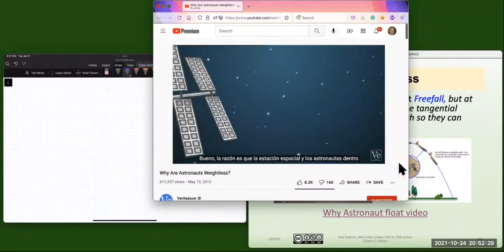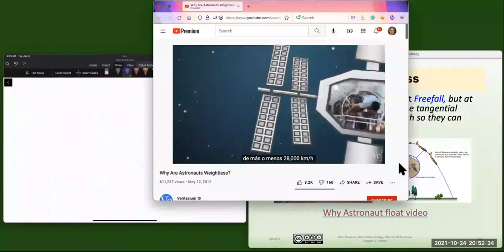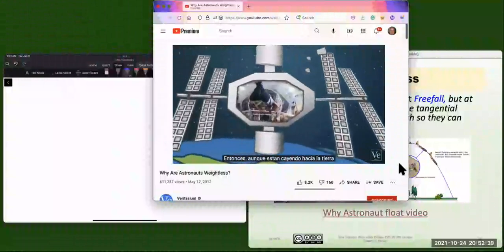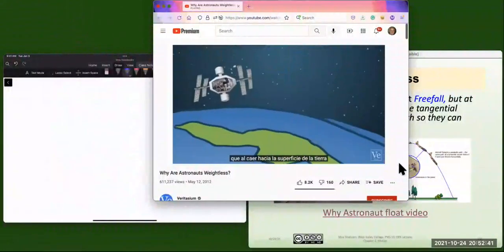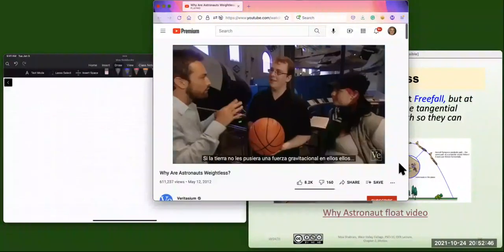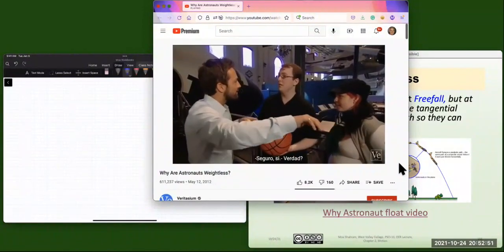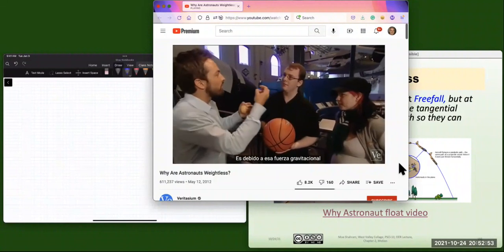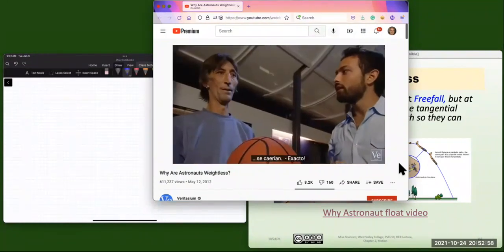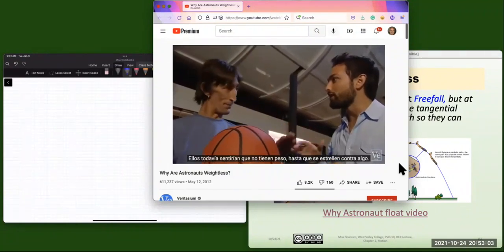Well, the reason is the space station and astronauts inside have this huge sideways velocity of about 28,000 kilometers per hour. So even though they're falling towards the Earth, they're going so fast that as they fall towards the Earth's surface, it curves away from them. If the Earth didn't put a gravitational force on them, they would fly out into space. Sure, yeah. So it's due to that gravitational pull that they can actually keep orbiting the Earth. If it was to stop moving, it would be plummeting. Exactly. But would they? They would still feel weightless until you smash into something.